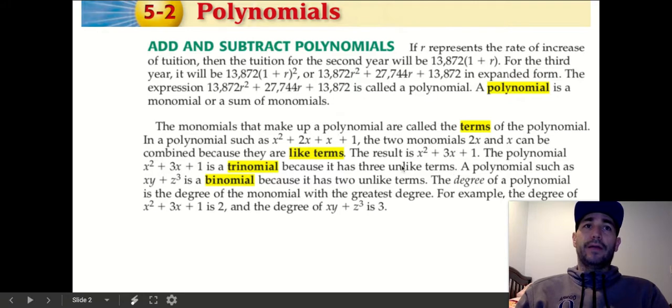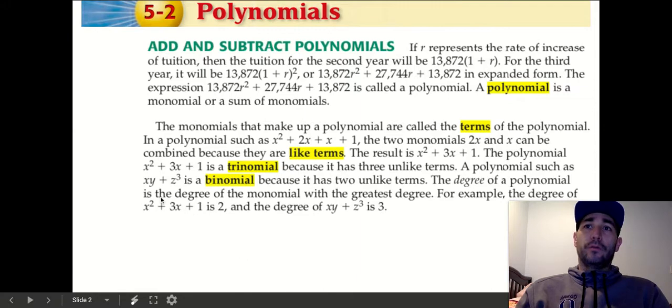The polynomial x squared plus 3x plus 1 is considered a trinomial because it has 3 unlike terms. It's got 1, 2, 3 terms, 3 monomials being added together. A polynomial such as xy plus z cubed is a binomial because it has 2 unlike terms.